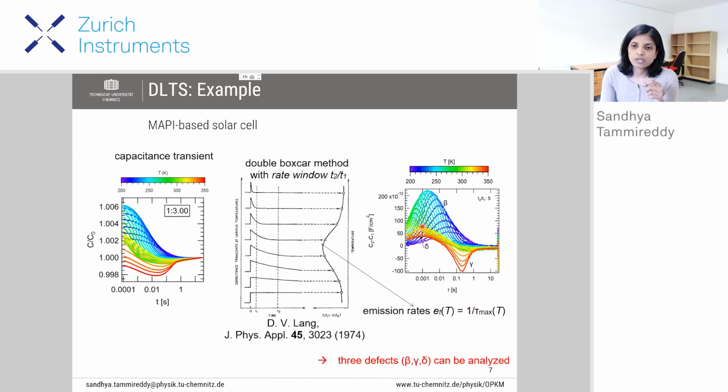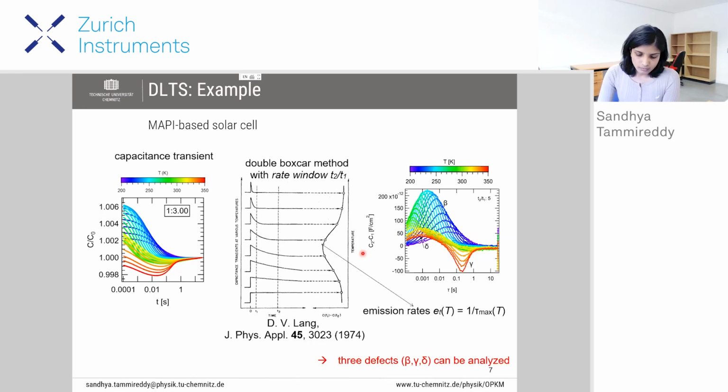So here we have shown you the boxcar representation of a typical MAPI device. You see there are 3 different defects, 2 at high temperatures, 1 at low temperature. And most of the time in MAPI devices, we see these 3. However, it also depends on the transport layer sometimes, depending on the MAPI composition you use.